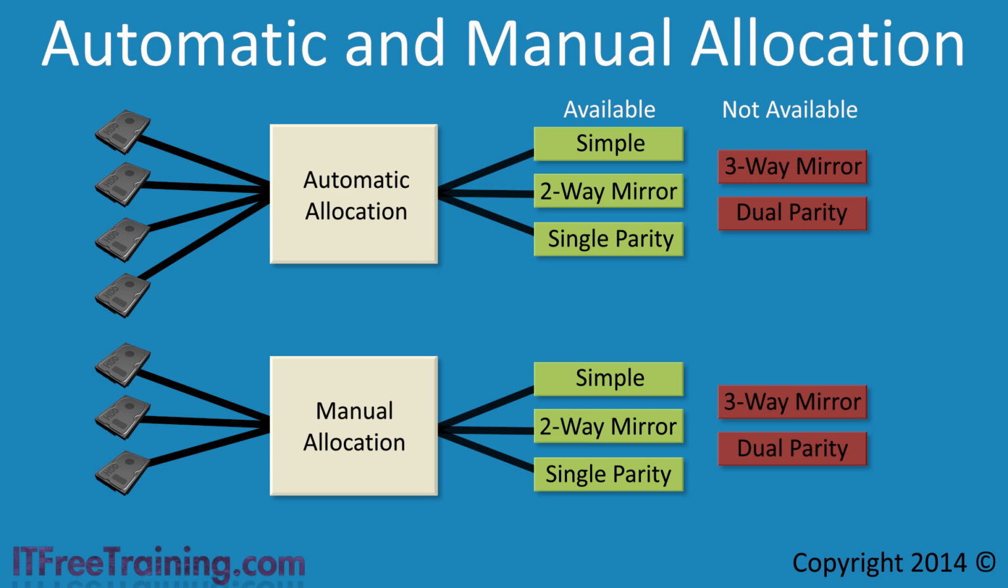This is because three-way mirror and dual parity both require 5 disks. In this case, even though there are 7 hard disks, neither allocation has 5 disks. For this reason, it is recommended to use automatic or manual, but not both. Later in the video, I will create some virtual disks in the storage pool.